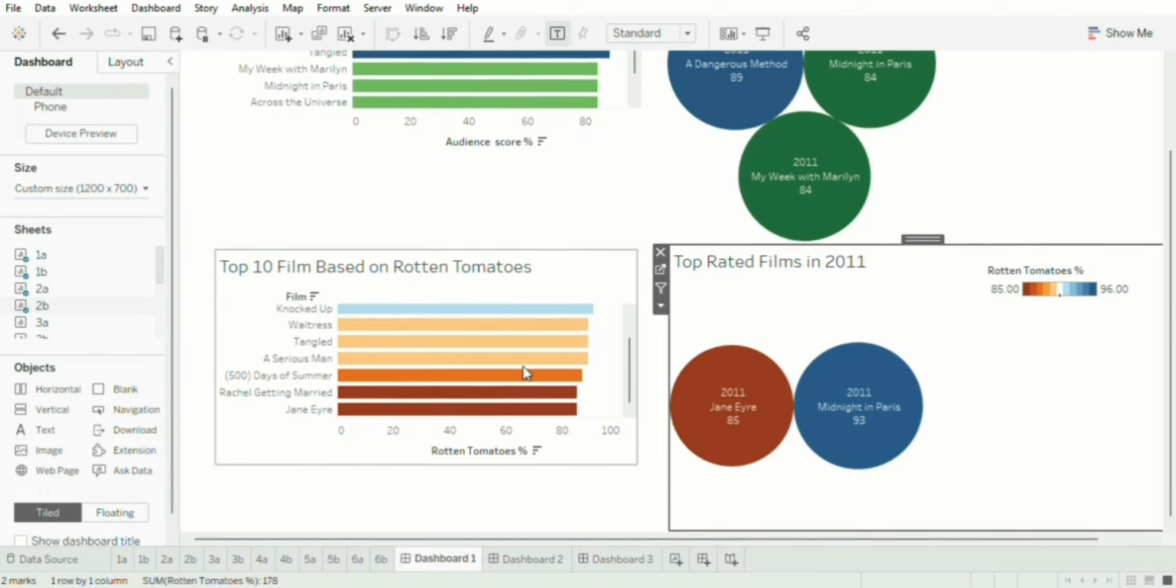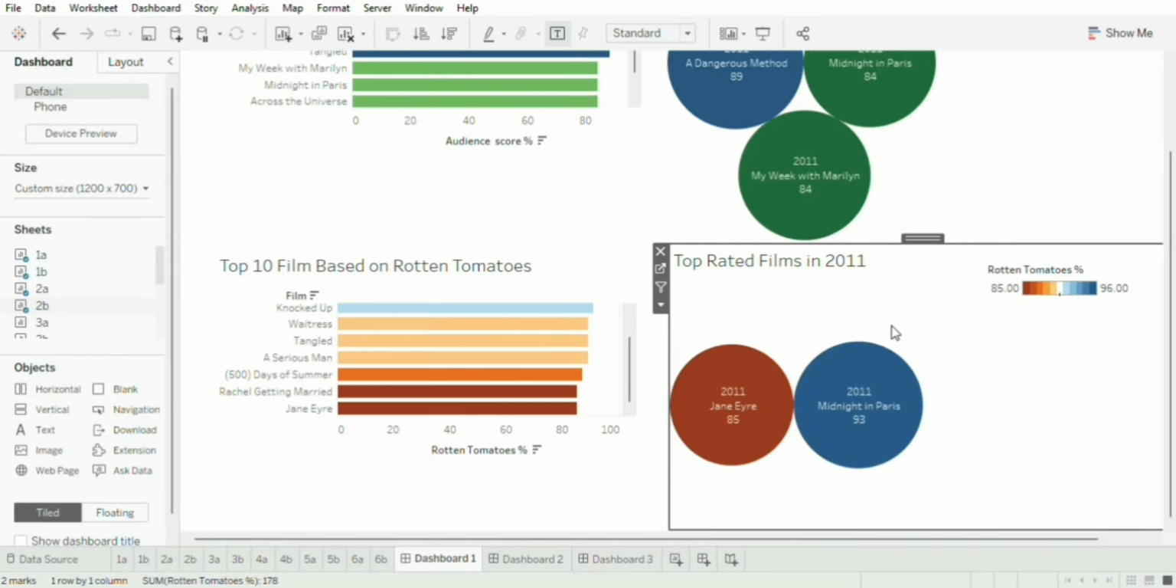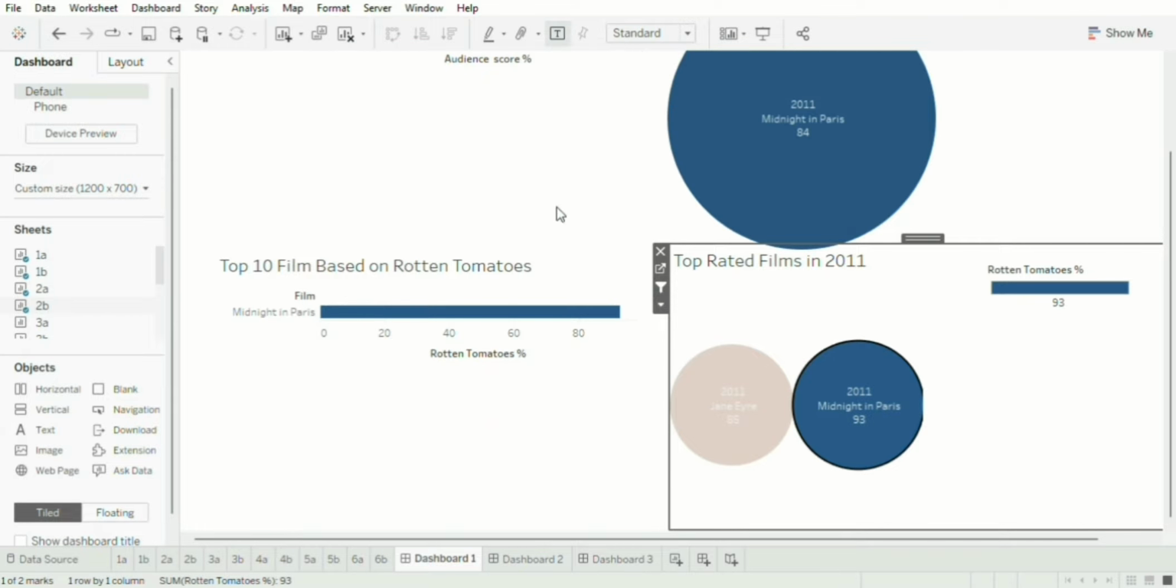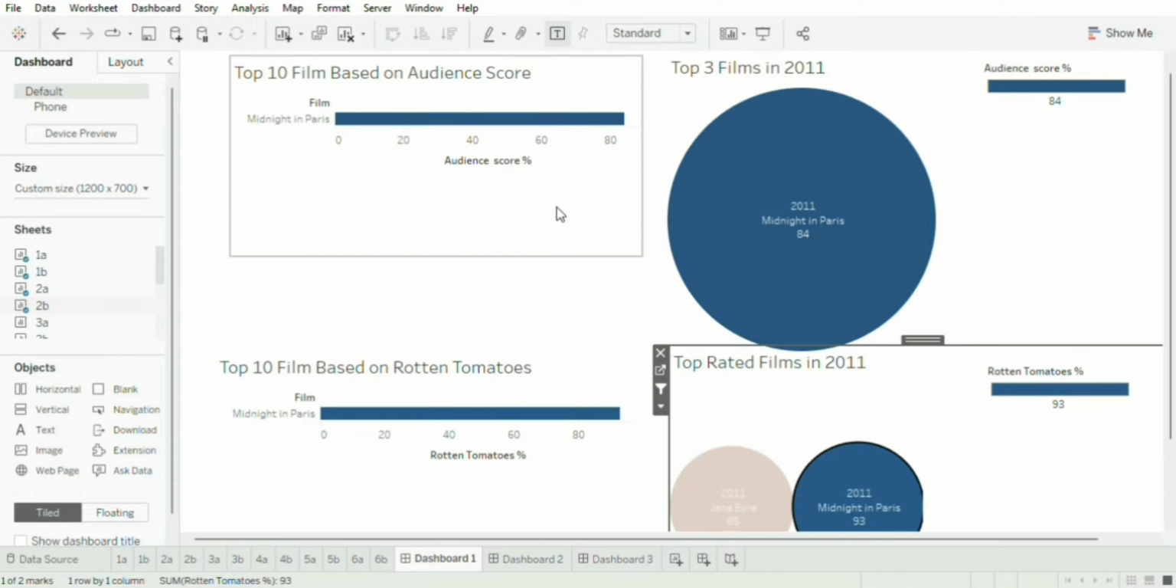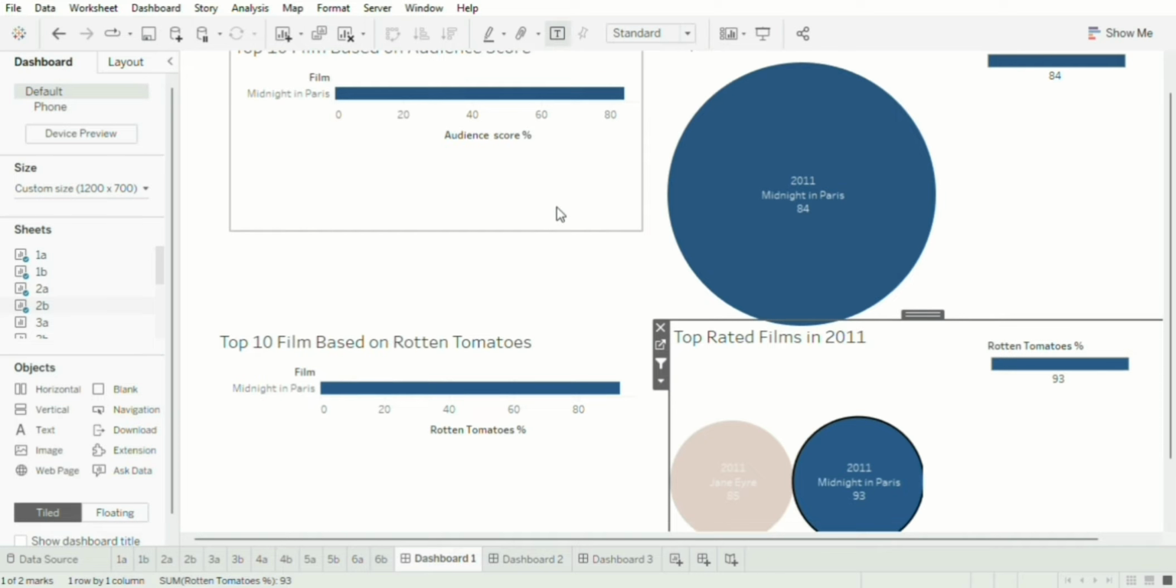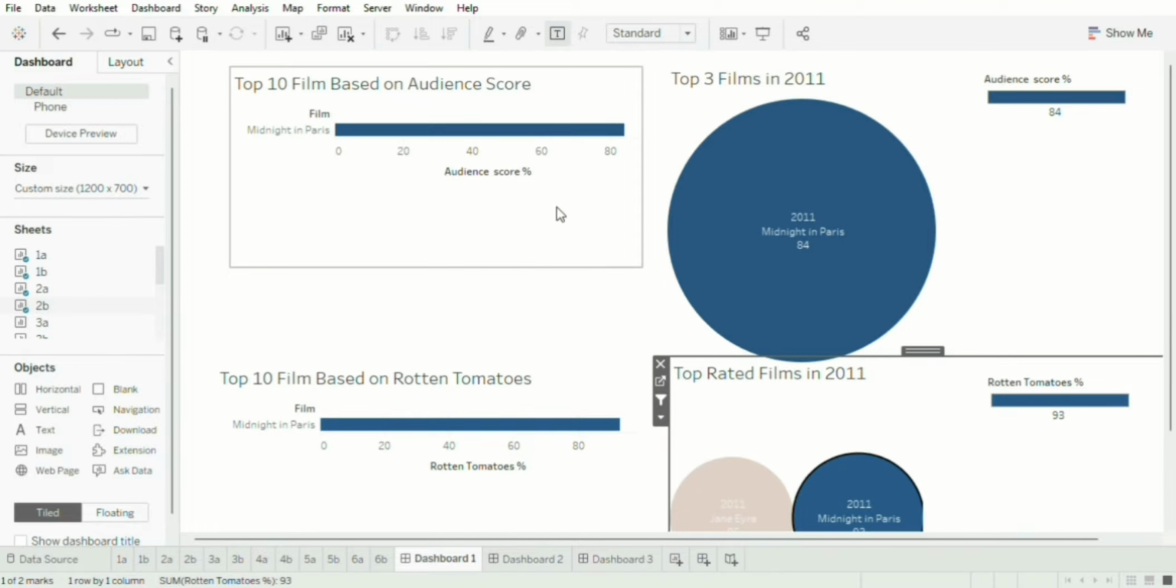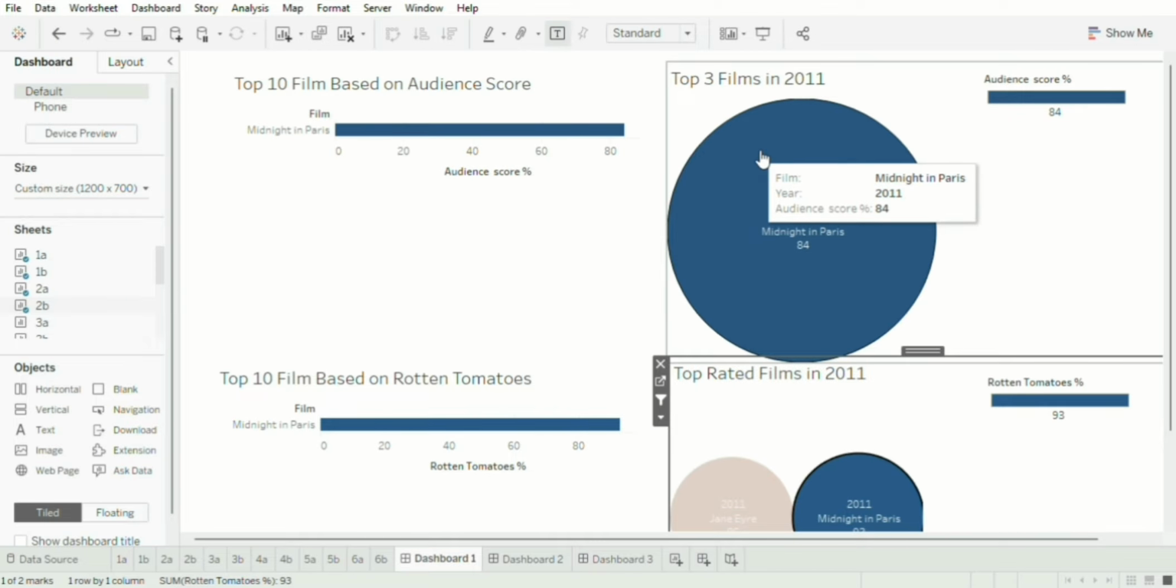Now, let's look at the highest one, top rated film in 2011 based on Rotten Tomatoes. We have Midnight in Paris. So I just click, and after that go to filter and let's see the movie. Here we got the information that the movie is also part of the top 10 films based on the audience, also the top 3 films in 2011 based on the audience score.